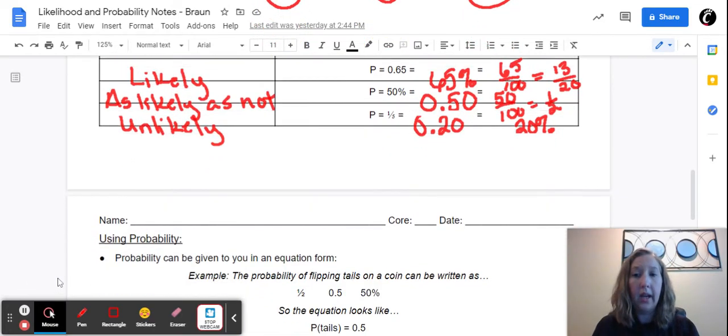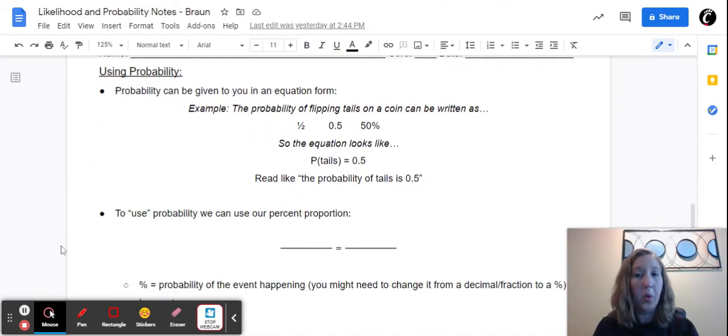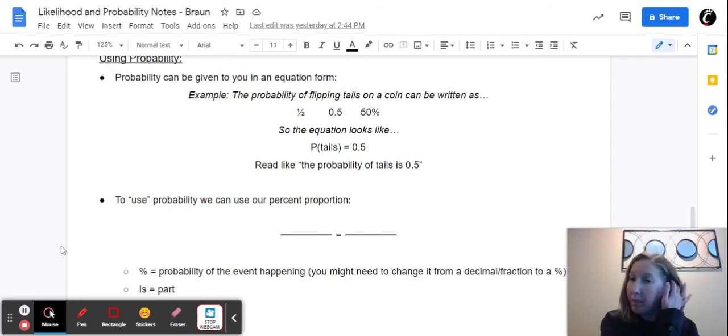Now we are going to look at how we use probability and what we can do when we're using probability. So probability can be given to you in an equation form. So for example, the probability of flipping tails on a coin can be written as 1/2, 0.5, or 50%. So the equation looks like this right here. Probability P of tails equals 0.5. So we would read this like the probability of tails is 0.5.